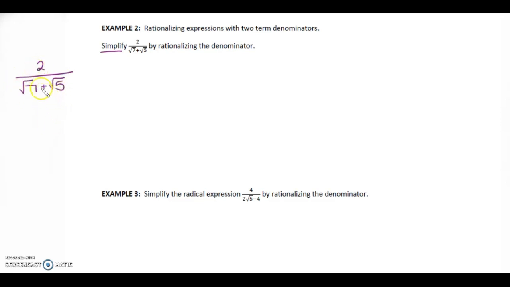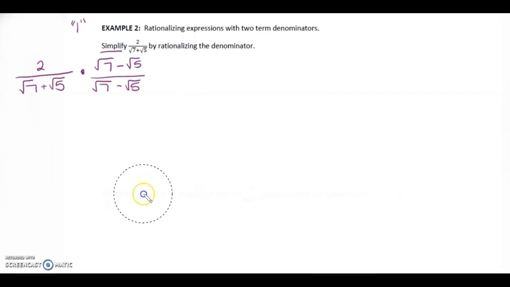Okay, 2 over root 7 plus root 5. So we have a binomial in the denominator, so we know that we have to multiply it by the conjugate. Well, we're multiplying by 1, but it's going to look like root 7 minus root 5 over root 7 minus root 5. I'm going to get rid of this question here. We have the entire board. Okay, so if you think about it, this is a binomial, so we can just bracket these because we're going to be using distributive property. So here we can do 2 root 7 minus 2 root 5.